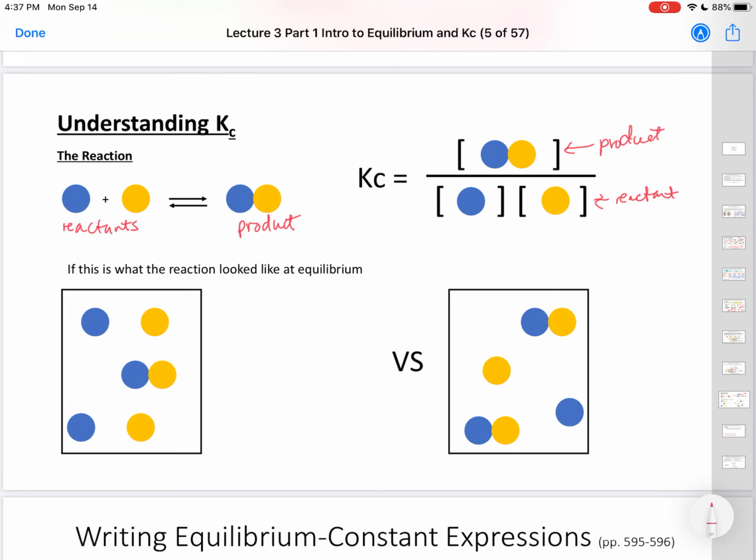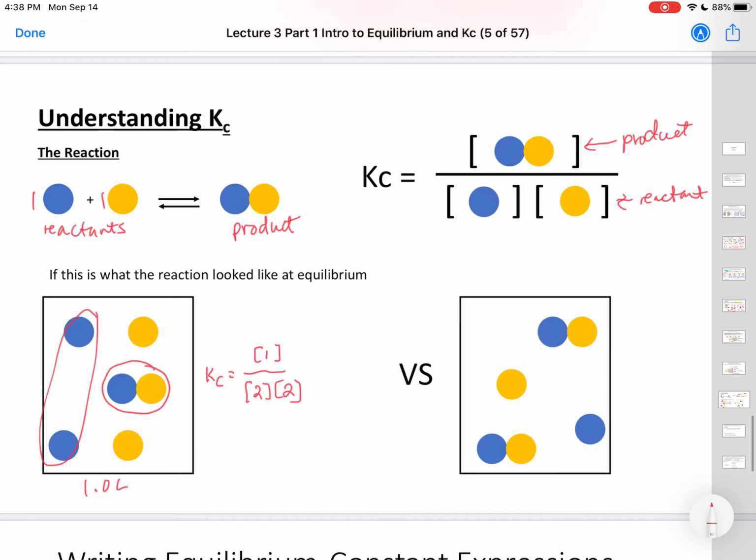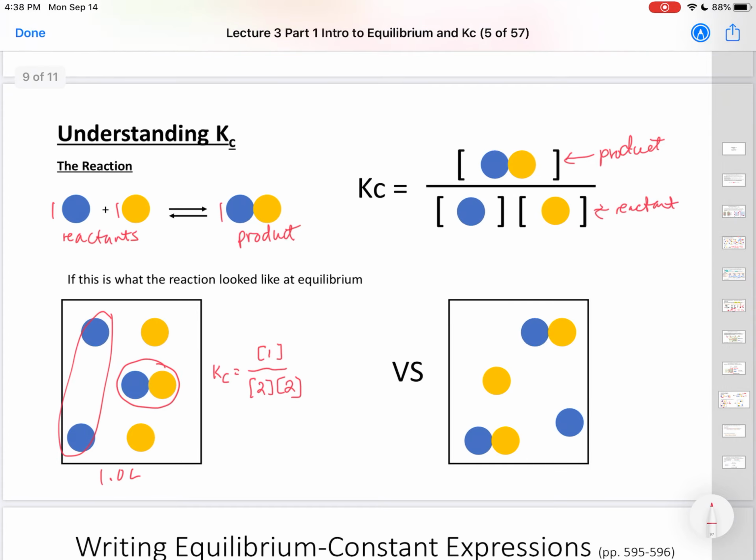Assume that this box is 1 liter and that every one of these balls is a mole, so we have a 1 liter flask. Let's look at the Kc in the left-hand box. Kc is calculated by the product, in this case 1, divided by blue ball times yellow ball. There are 2 blue balls and 2 yellow balls. There are no exponents here because the stoichiometric coefficients are just 1, 1, and 1. So Kc is 1 over 2 times 2, which is 1 over 4.